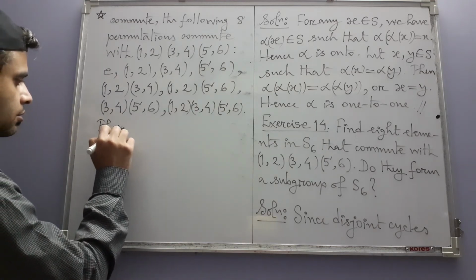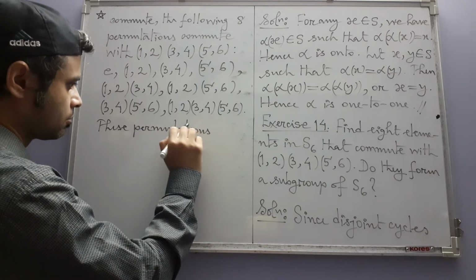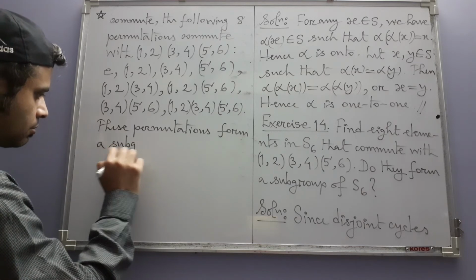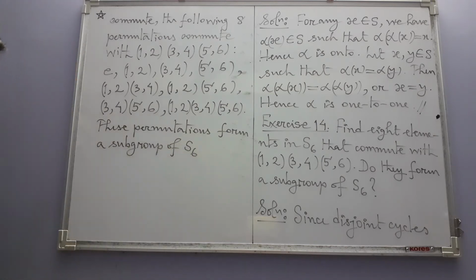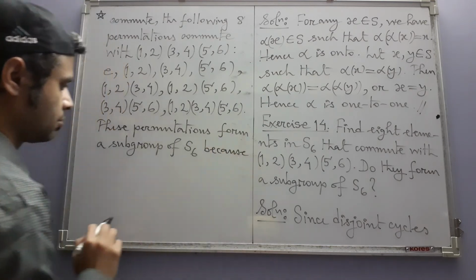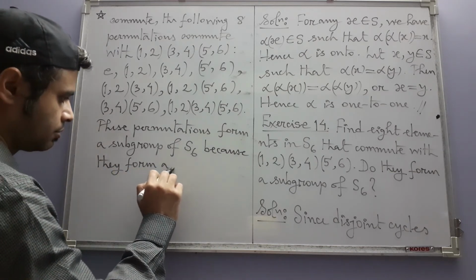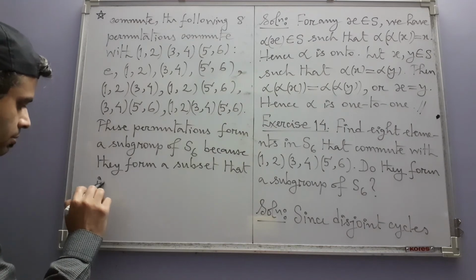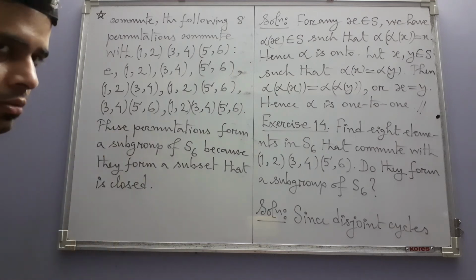These permutations form a subgroup of S6 because they form a subset that is closed under product of permutations, which you can verify.